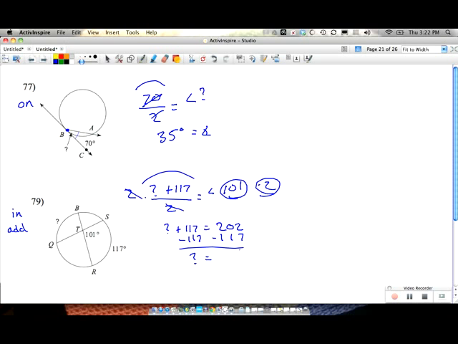We have a calculator. Let's use that. 202 minus 117. 85. So it's 85 degrees. You guys are probably shouting at the screen saying, Mr. Butler, you can't even subtract. 85 degrees. And we're moving on.